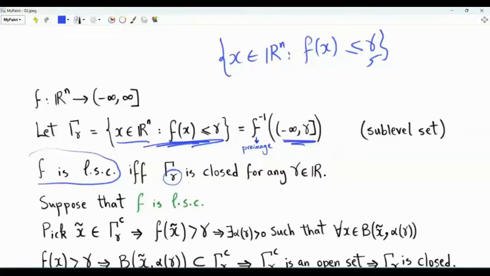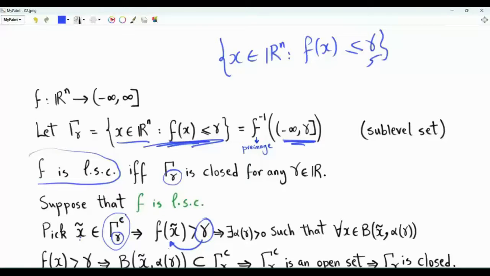We know from analysis that to prove that a set is closed, one way of doing the proof is to show that the complement of the set is an open set. And this is exactly what we will do here. We will choose some x tilde that is in the complement of the sublevel set with parameter small gamma. Since x tilde is in this set, then x tilde satisfies the inequality that f of x tilde is strictly greater than gamma. Because for any x that is in the sublevel set, the function is less than or equal to gamma. So if x tilde is in the complement, then f of x tilde is strictly greater than gamma.